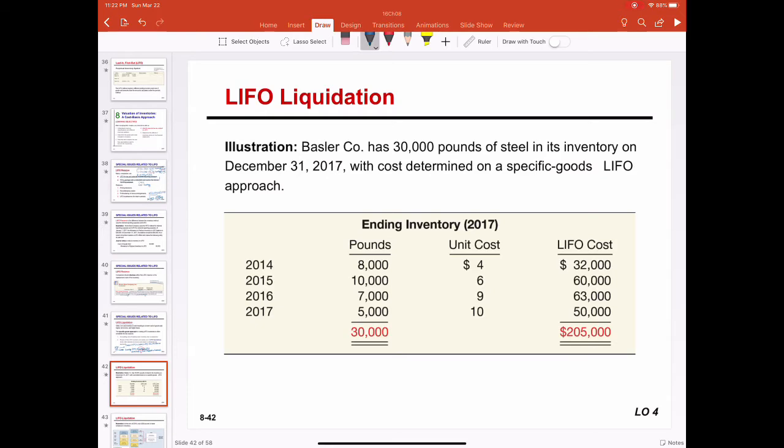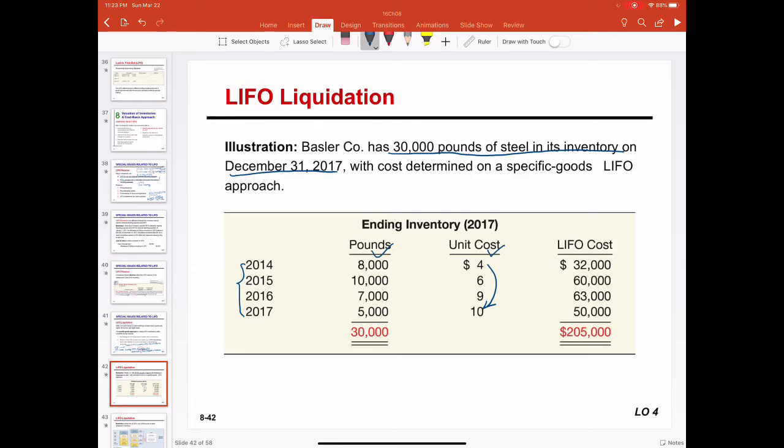This firm has 30,000 pounds of steel in its inventory on December 31st, 2017. If we take a look at the records of the inventory, we find the inventory left in the book or in their warehouse from the purchases of the past 4 years, from 2014 to 2017. This column is the number of units. This is the cost per unit. From 2014 to 2017, the cost of the steel keeps increasing from $4 to $10.